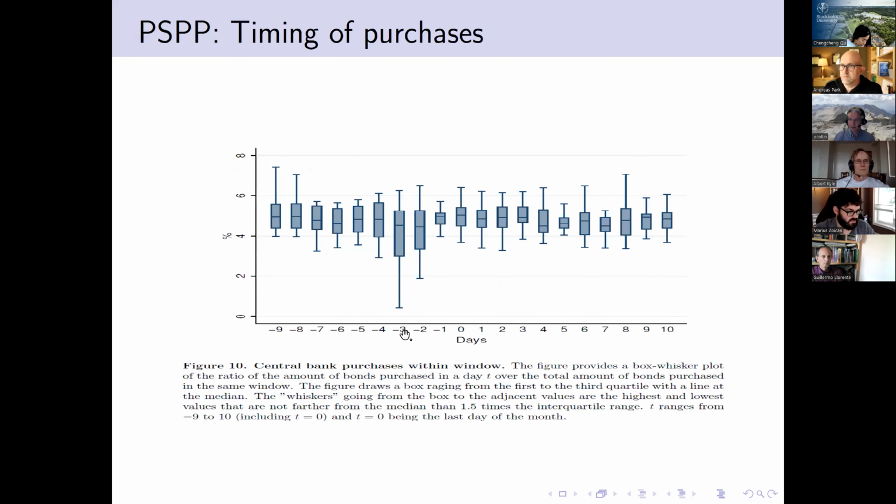Now, to give you a sense of how they purchase through the month, you can see that if they were just doing a 1/n type rule, they would purchase about 5%, 20 trading days, so they would purchase about 5% per day. The median is the middle of these boxes. The median is close to 5%, but you can see that as we approach month end, there's a little bit more variation in the actual purchase. But still, you can see that they're essentially targeting the median purchase, so 1/n rule.